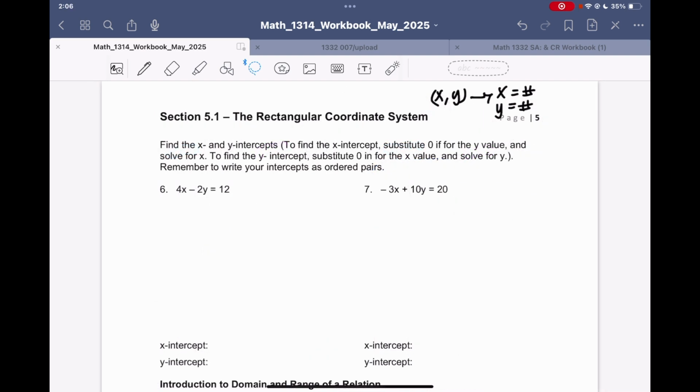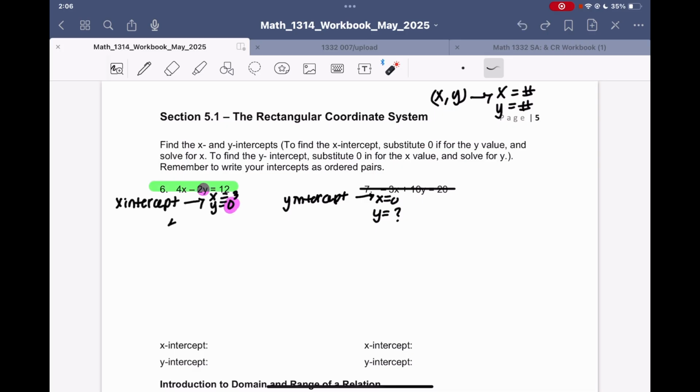X and y intercepts. So to find the x and y intercepts, first we need to realize that the ordered pair, x is a value, y is a value. So we're not going to do number 7, but we are going to complete number 6. So to find the x-intercept, you're going to substitute 0 for y.